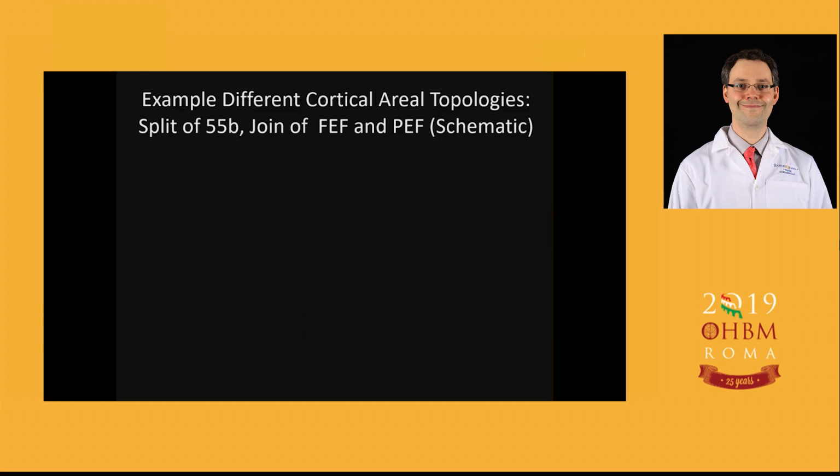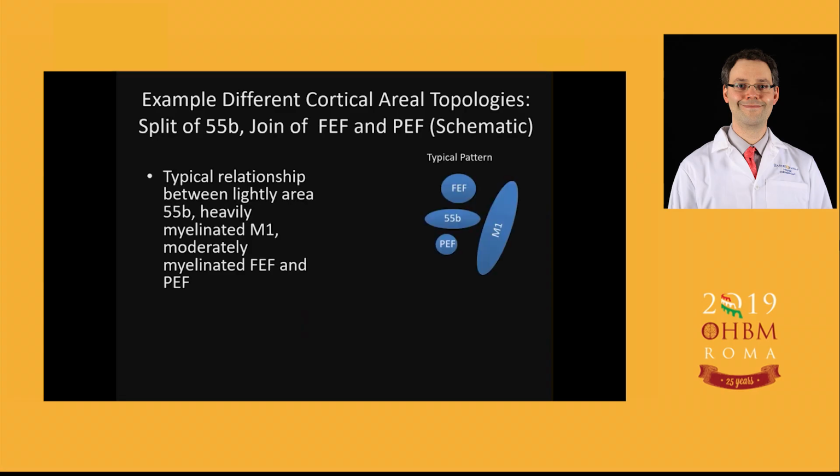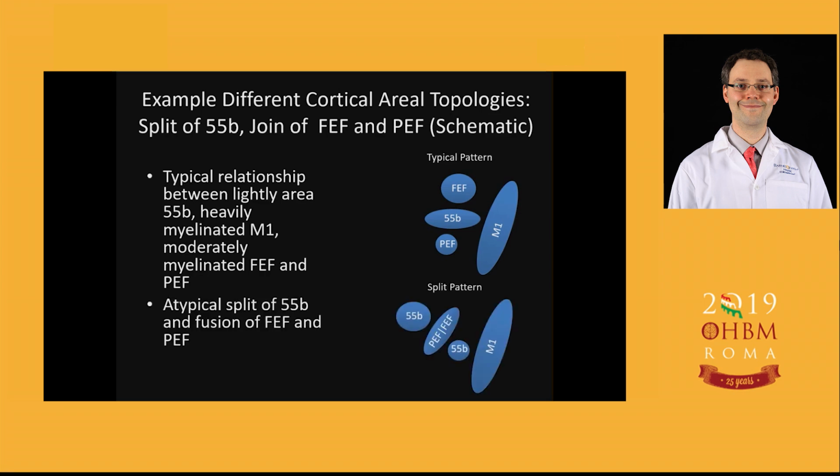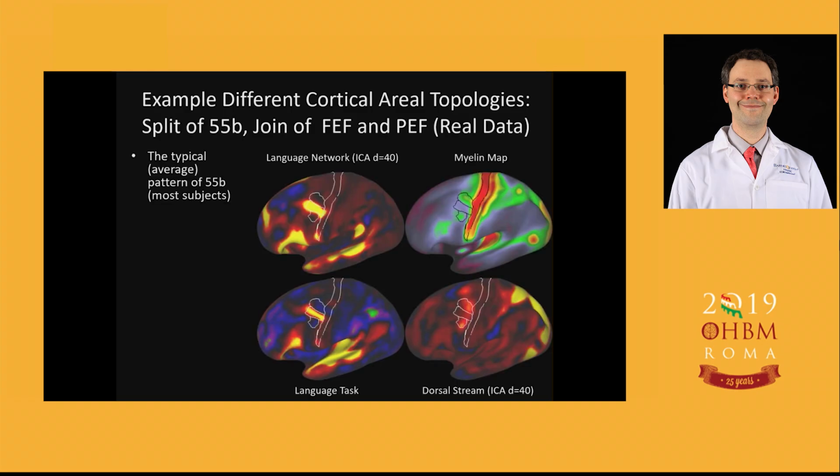What about a different topology where 55b splits in half and the two eye fields, FEF and PEF, join together? So here's our typical arrangement. We've got motor cortex back here, the two eye fields, and 55b. Some subjects, though, have this pattern where 55b is split into two pieces and the eye fields come together and fuse. What does that look like in real data?